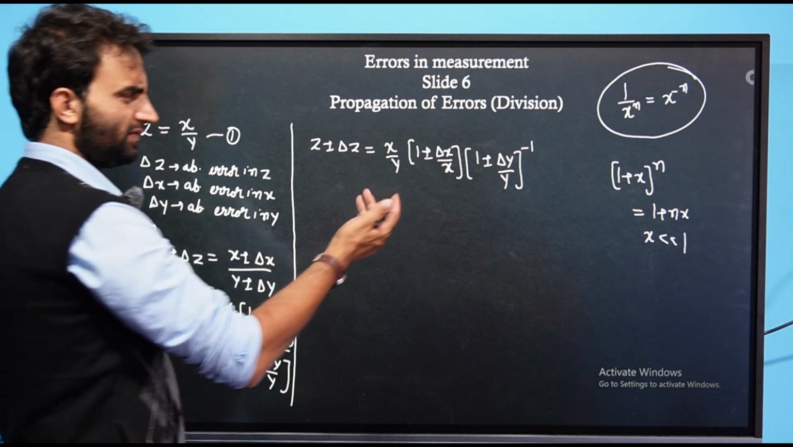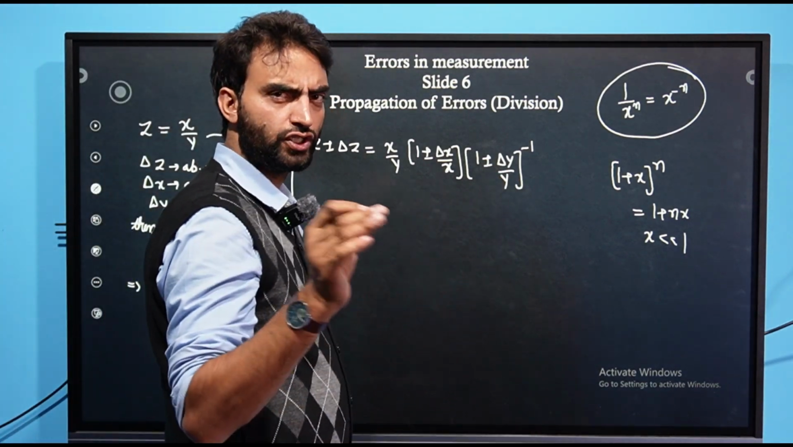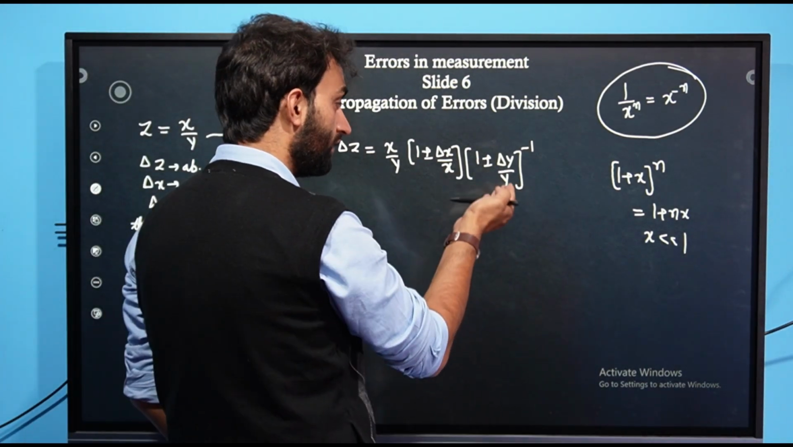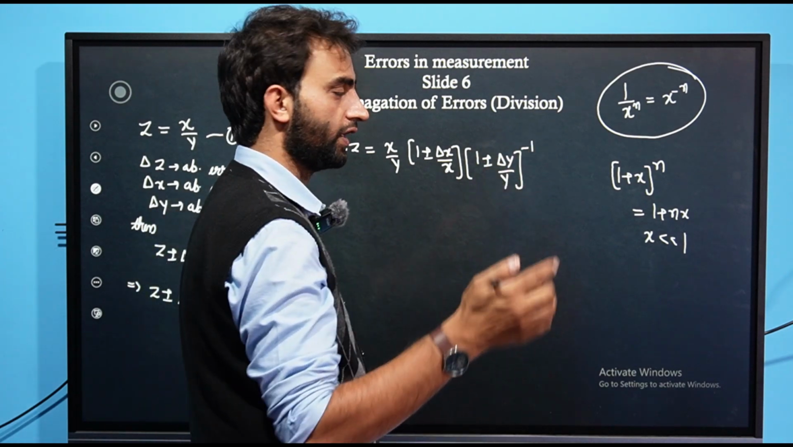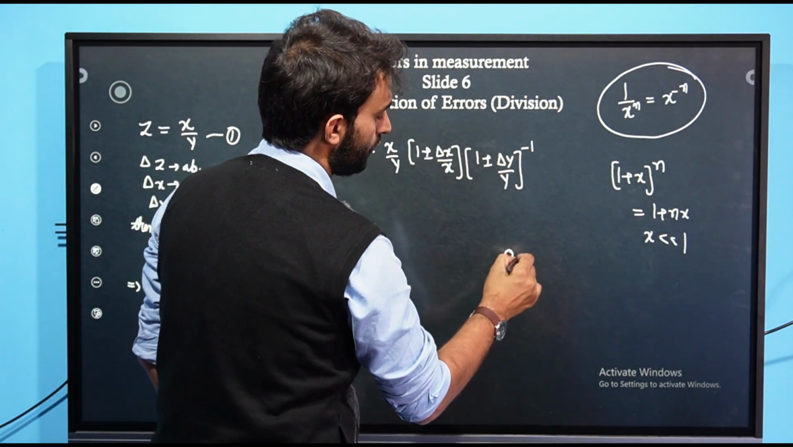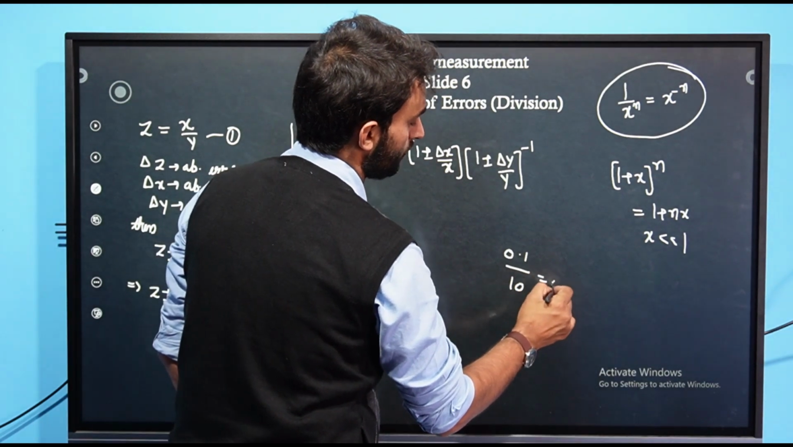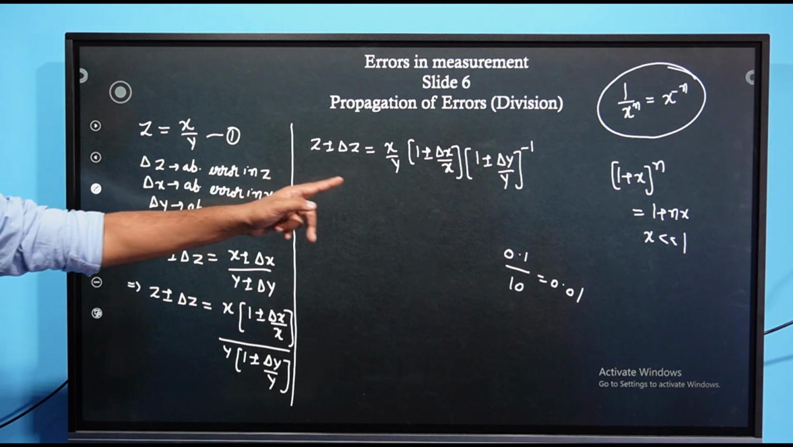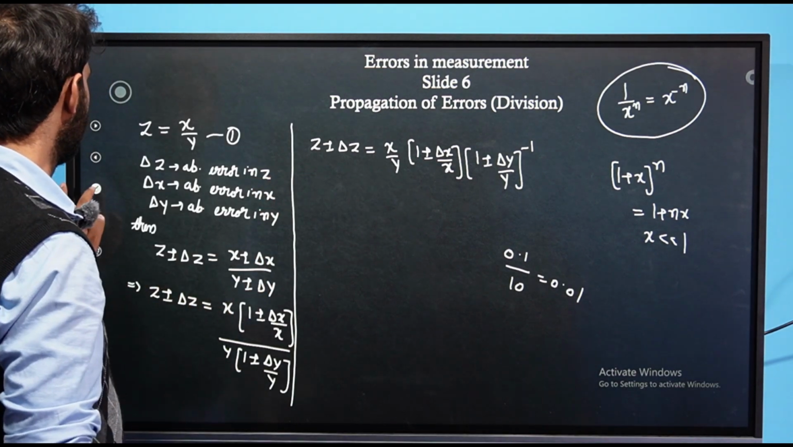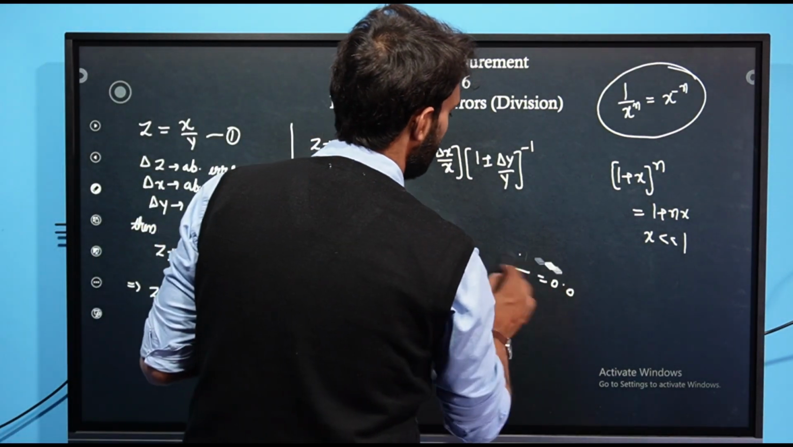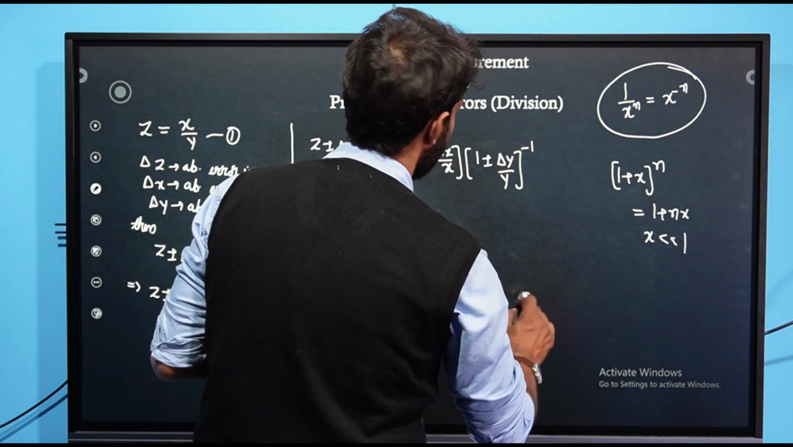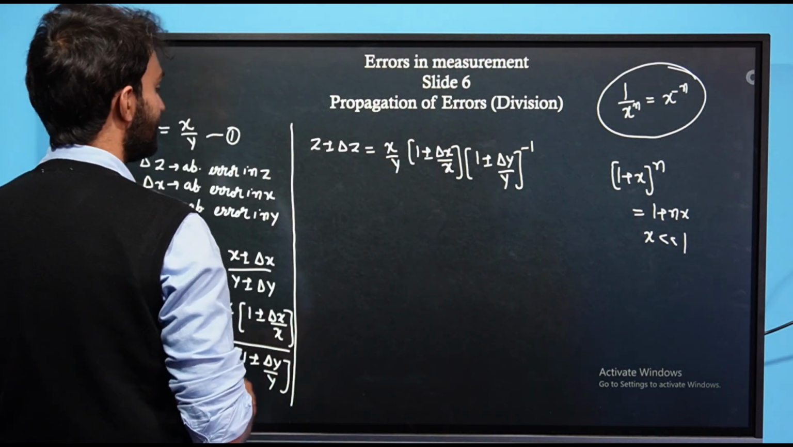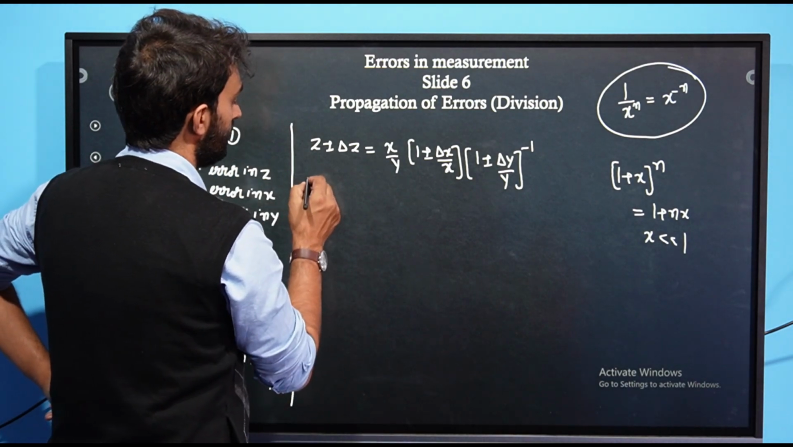Good. So you can see delta y is a very small quantity, y is a bigger quantity. When we divide a smaller quantity by a bigger quantity, for example, let us suppose this is 0.1, we divide it by 10, that will be 0.01. So it will be much less than 1. So in that case, we can use the binomial theorem over here directly. Okay, so let us use this binomial theorem and see what is going to happen.